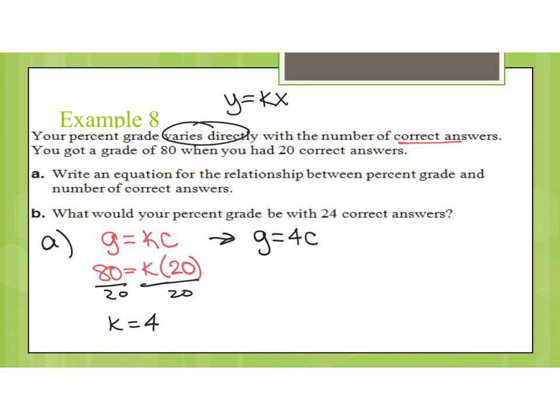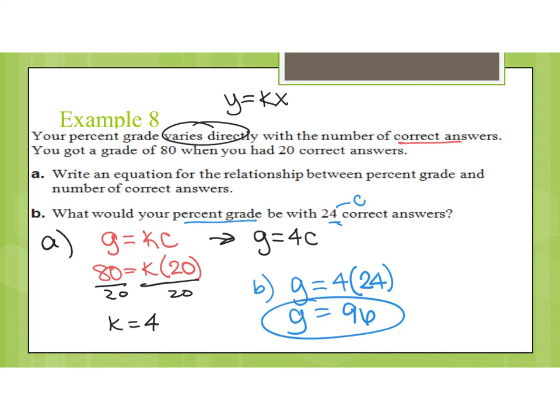And then for part B, it says, what would your percent grade be with 24 correct answers? So this really is my C value, so I'm going to try to find my grade when I get 24 correct. So I'll plug 24 in for C, and 4 times 24 is going to be 96. So my grade will be a 96 if I get 24 correct.